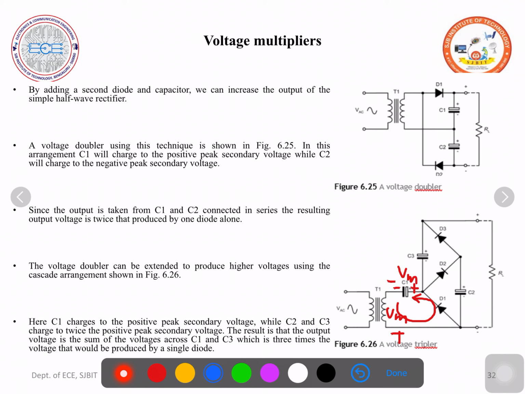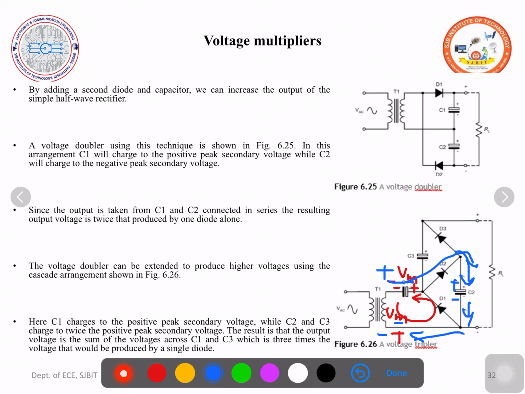During the positive half cycle, this becomes positive, this becomes negative. The current flow is through D2, C2, back to this. So the current reaches the upper plate of the capacitor C2 in the beginning, so this terminal becomes positive, this terminal will become negative. To what voltage will C2 get charged? Here is Vm, here is Vm.